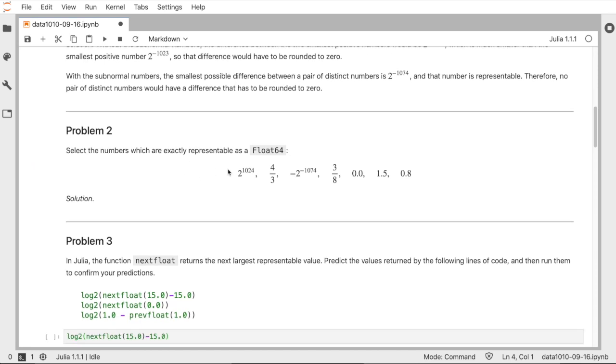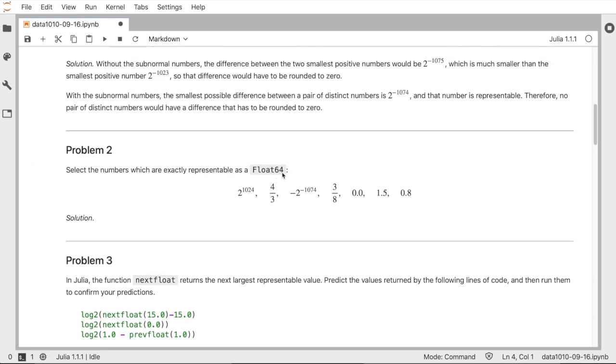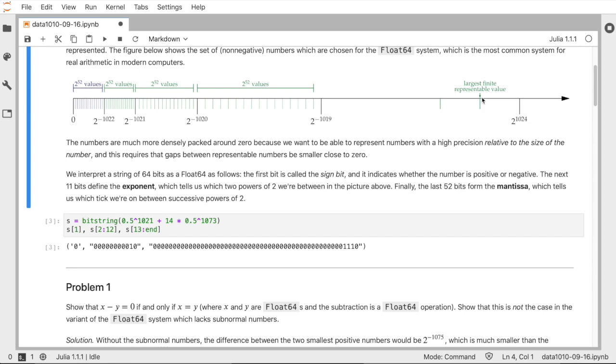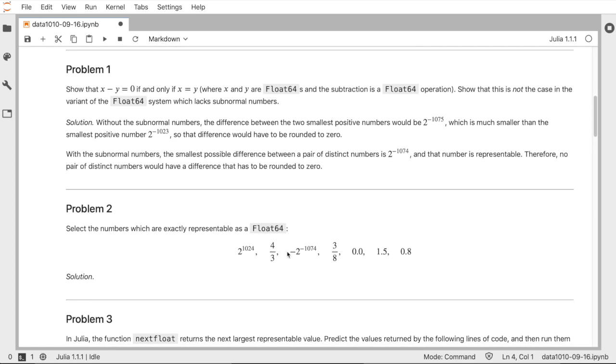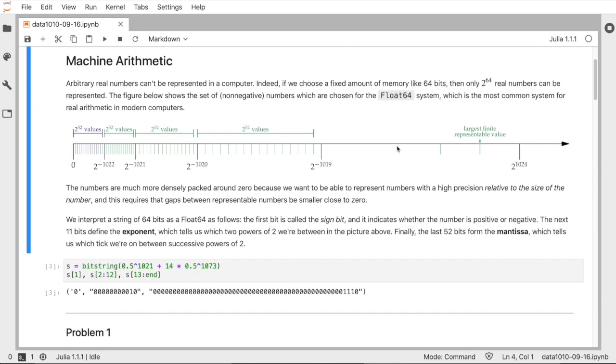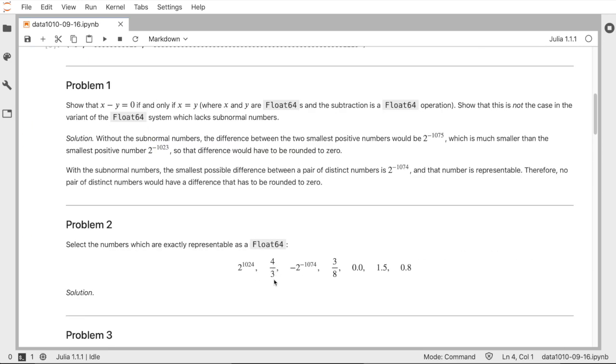Okay, let's look at problem 2. Which of these numbers are representable exactly as a float 64? So 2 to the 1024 won't be, because we see in the picture up here the largest finite representable value is 1 tick spacing to the left of that. So this number is not representable. 4/3, we might have to think about that one a bit. So it's definitely going to be well within the range. It's going to be off here around 1, somewhere in between these two extremes. So we have to come up with some other reason why 4/3 might or might not be representable.